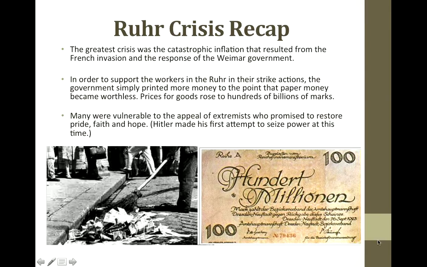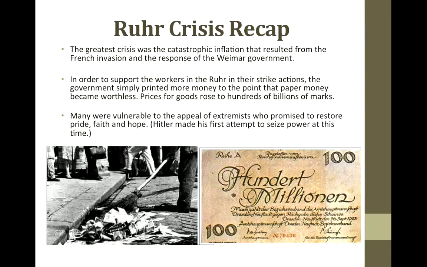One of the main things that you see is the hyperinflation, all right, that resulted from the French invasion. The Weimar government, which is the government that was set up in Germany, in order to support the workers in the Ruhr in their strike actions, simply tried to print more money, which caused inflation. So the value of goods went up, and paper money just became worthless. All right.